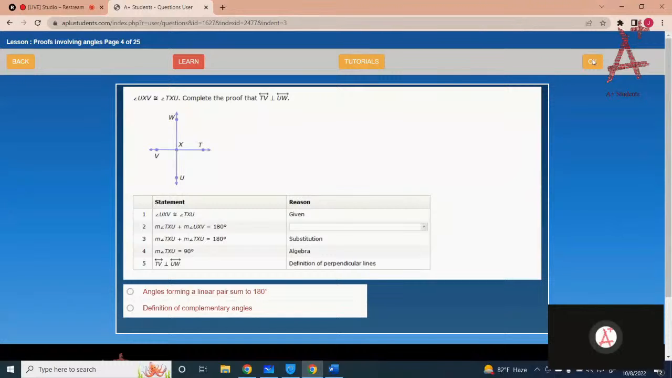Got it? And then you have angle TXU plus angle UXV equals 180 degrees. That means angles forming a linear pair sum to 180. The angles that are on a straight line sum up to 180 degrees. Got it? So that is the reason.